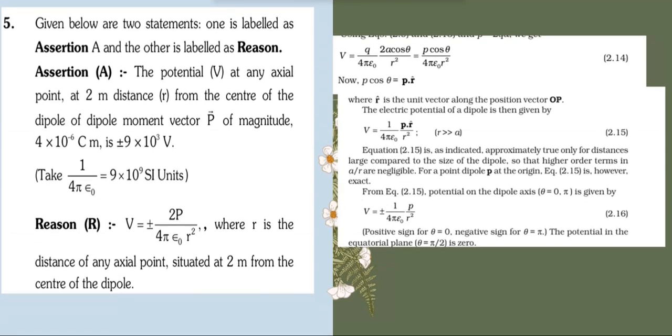And this question is also there in NCERT. Just look at this from this formula. The potential at any axial point at 2 meters distance from the center of a dipole moment vector P of magnitude 9 into 10 cube. This was given. And where R is the distance at any point situated 2 meters, the potential is. This is not for 2 meters. For any distance, this formula is true. So that assertion is right, reason is false.